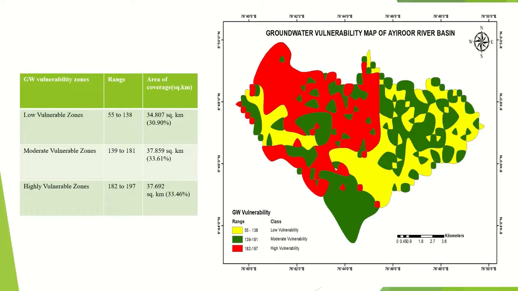37.85 square kilometer area, disseminated all over the basin, with larger patches on the southern part of the basin. The highly vulnerable zone ranges from 182 to 197 with 37.62 square kilometers and is mainly concentrated on the northwestern part of the basin.